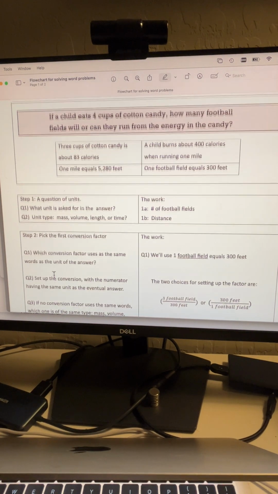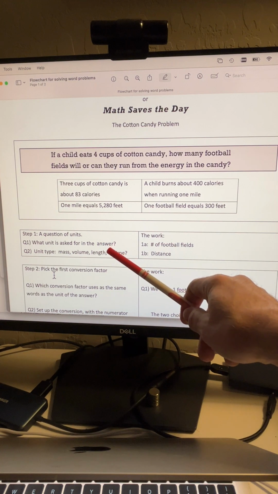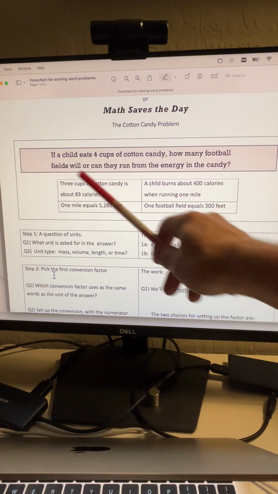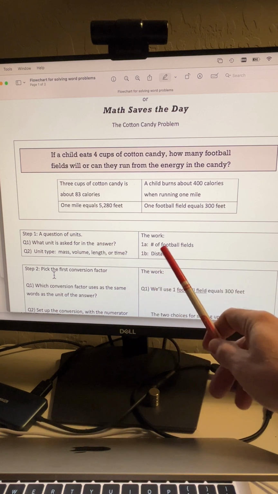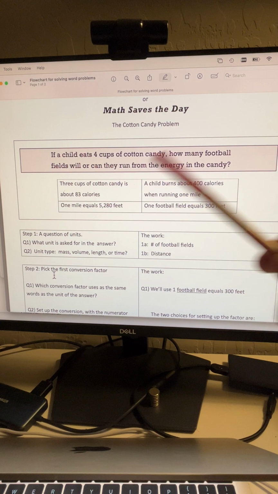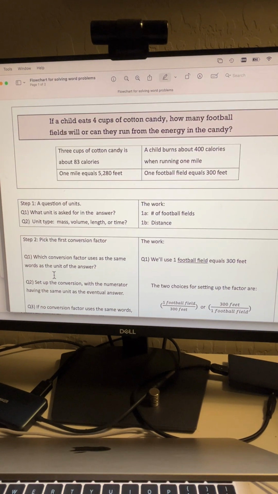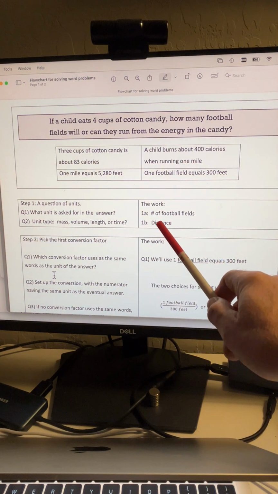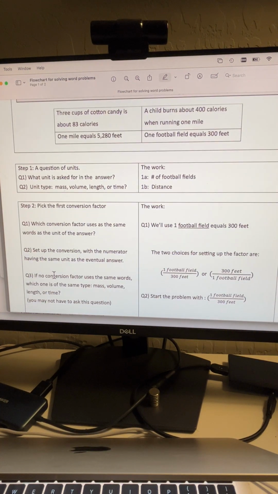So we go back up here and we're looking for units in the answer. So what do they want to know? How many football fields? It's a little silly of a question. And there's the answer. 1A is number of football fields. So if we give a kid 4 cups of cotton candy, we want to know how many football fields they will run from all that energy. And then what unit type is it? Is it mass, volume, length, or time? And I wrote distance and length. They're synonymous. They're both used.